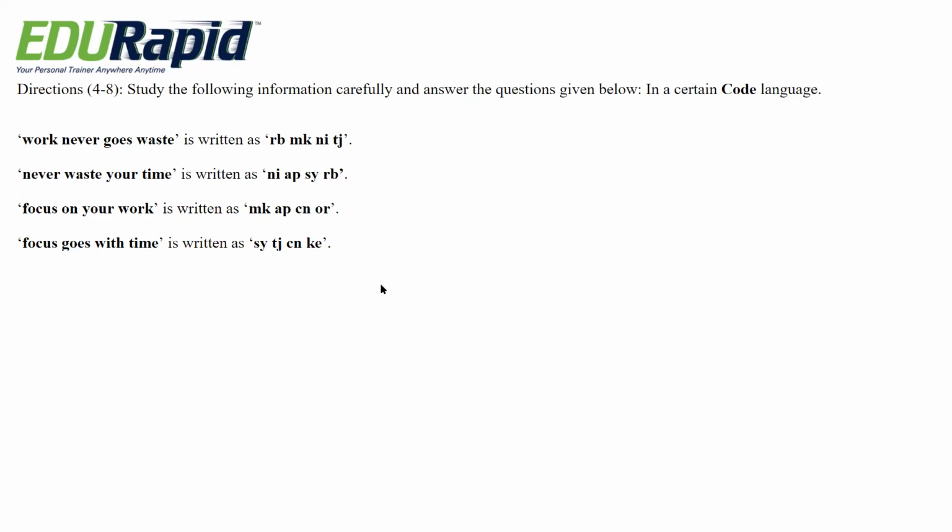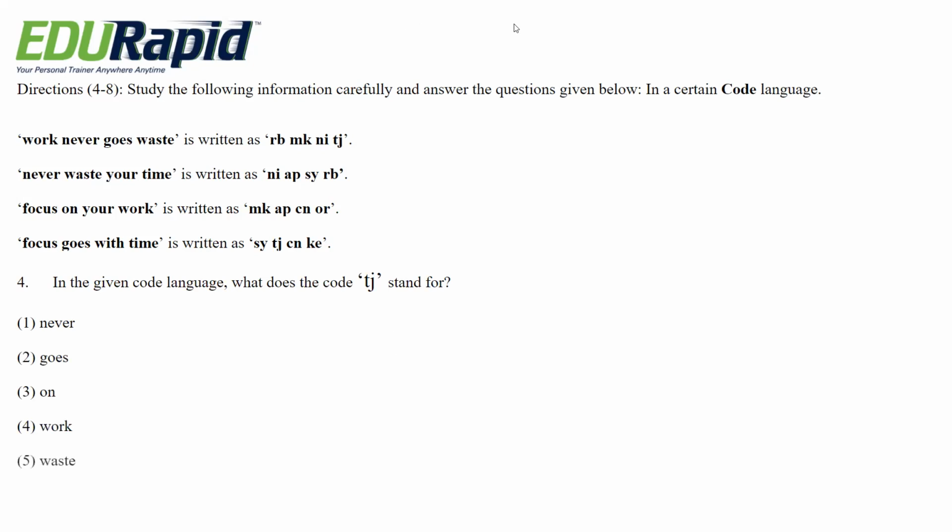Okay, let me see the first question. In the given code language, what does the code TJ stand for? Options are never, goes, on, work, waste.